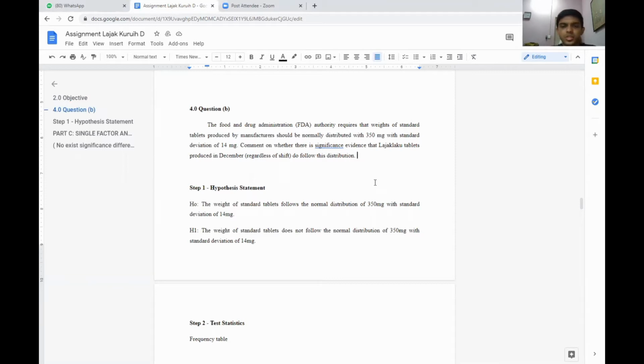When doing this question, I divided it into several steps, which are the hypothesis statement, the test statistics, the decision rule or rejection rule, and then the conclusion.